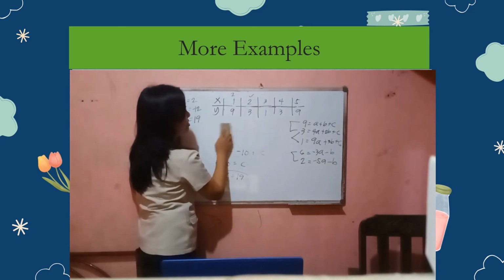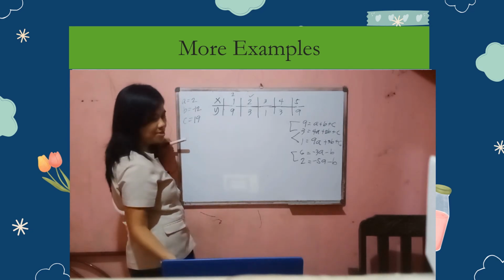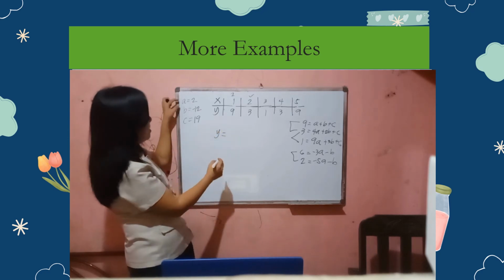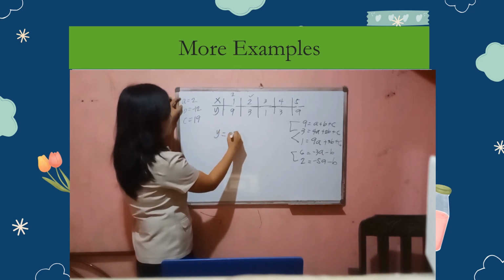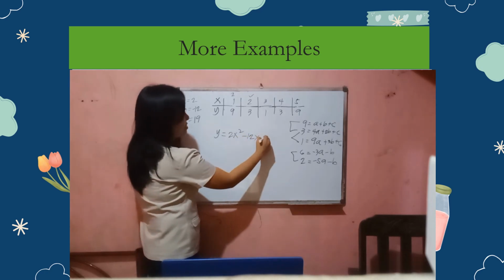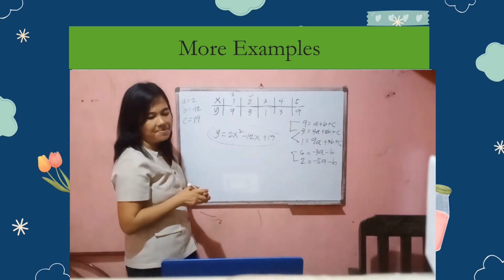Nahulog pa siya. May pakulog-hulog pa. Okay. Meron tayong quadratic equation. Quadratic function, I mean, na A muna, 2x squared. B is negative 12x. Then C is positive 19. Yun.